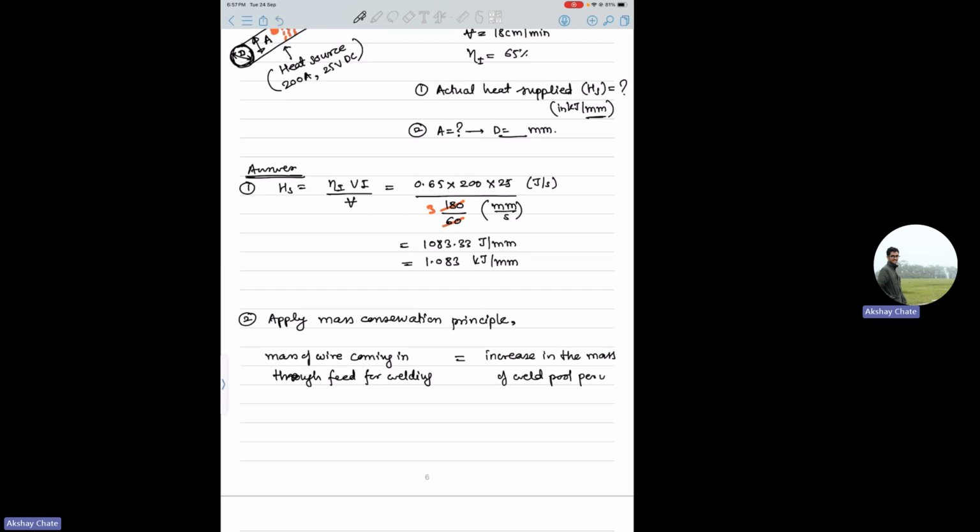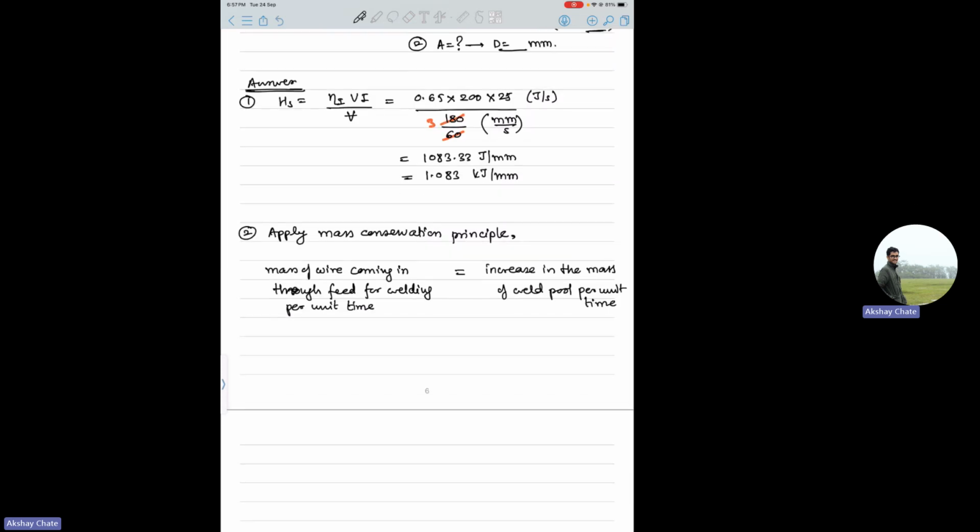Per unit time. So all these quantities are on a per unit time basis, right? Because this process is continuous, basically a steady state kind of thing is happening. So therefore you can write this. In whatever, let's say in 1 second, whatever wire mass is coming, that has to get melted, right? Then only this process will make sense.